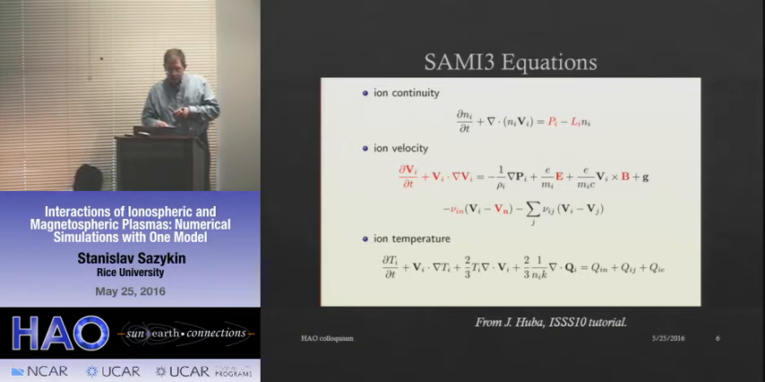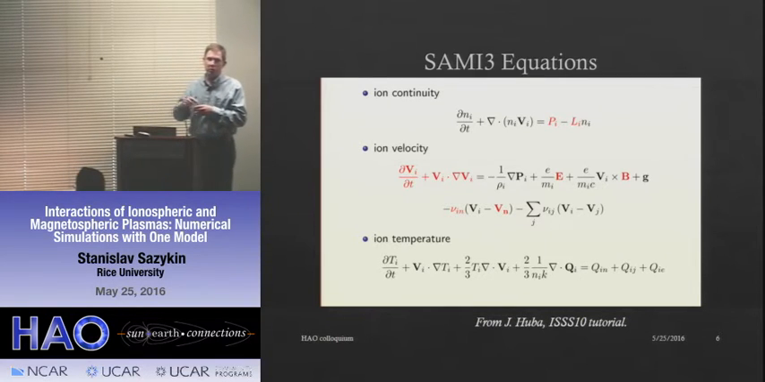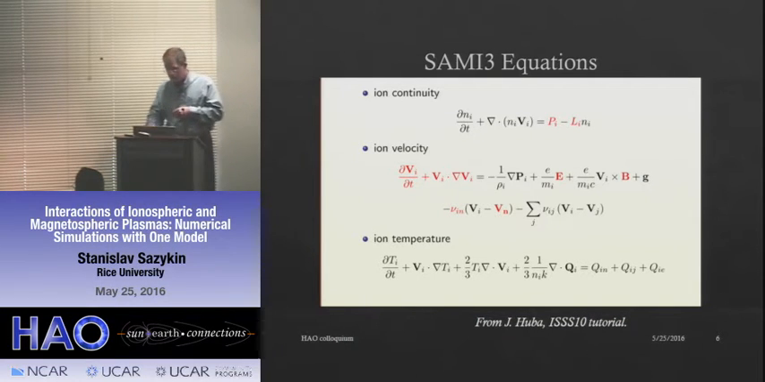Now, the way it's done in SAMI is you decompose these equations into parallel and perpendicular components. So you have motion along magnetic field lines and motion perpendicular. Perpendicular, of course, you can neglect, but motion along field lines retains that term. So the main consequence is that you have this 1 or 2 second time step that you have to maintain.